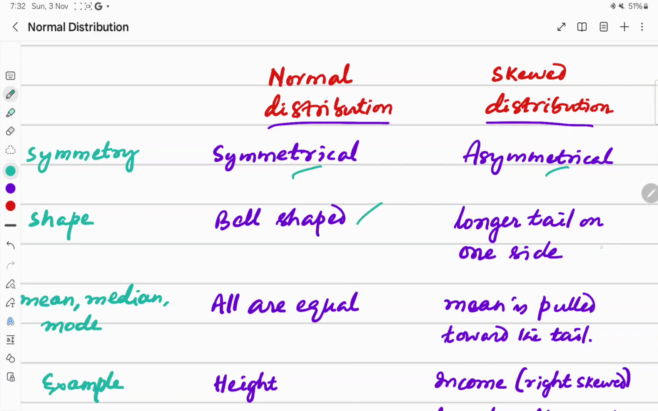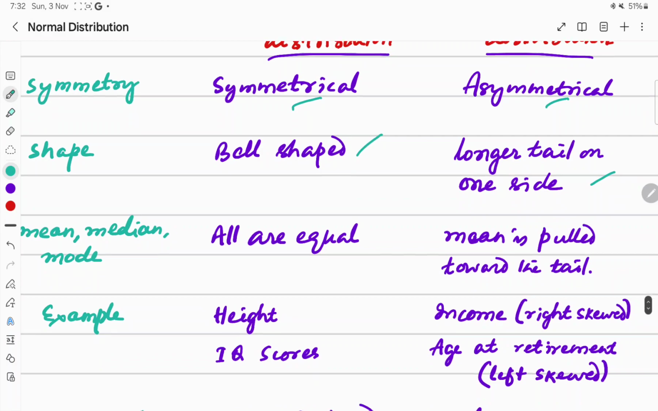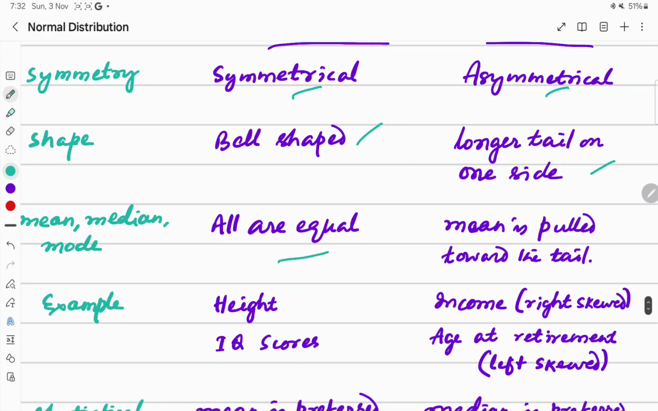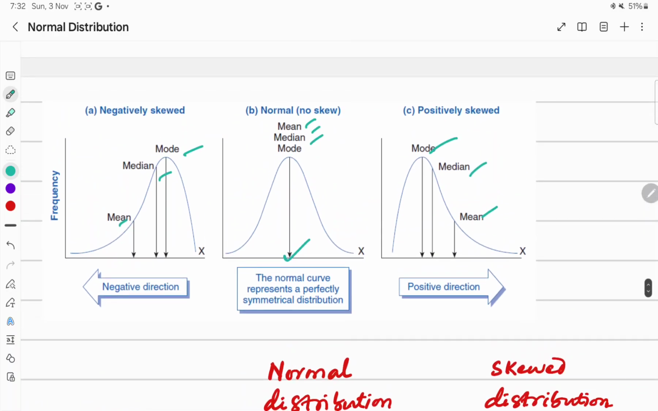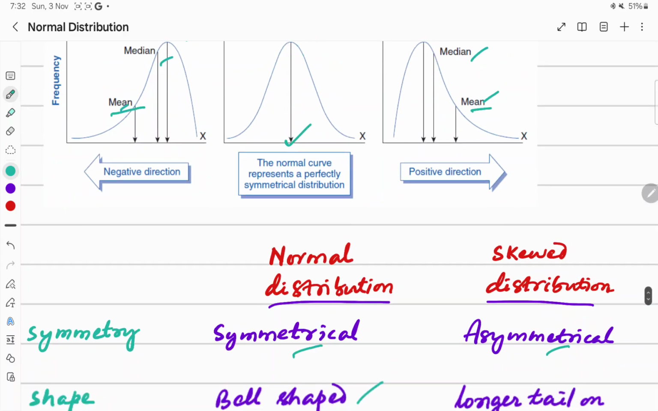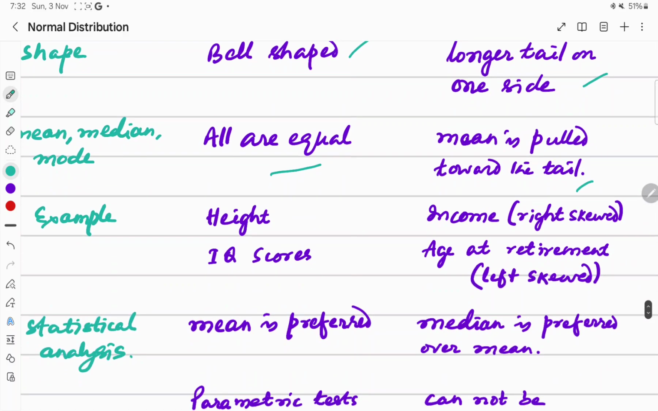Bell-shaped curve in normal distribution, longer tail on one side in skewed distribution. In normal distribution, mean, median, mode all are equal. In skewed distribution, the mean is pulled towards the tail. You can see here, the mean is pulled towards the tail in case of skewed distribution. Height and IQ scores are examples of normal distribution. Income and age at retirement are examples of skew distribution, income right skewed, and age at retirement left skewed, because very few people retire early.